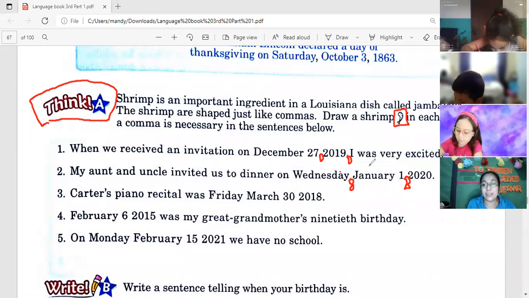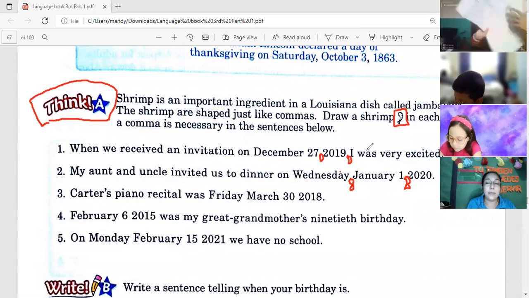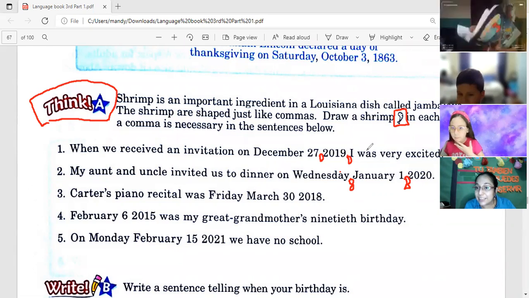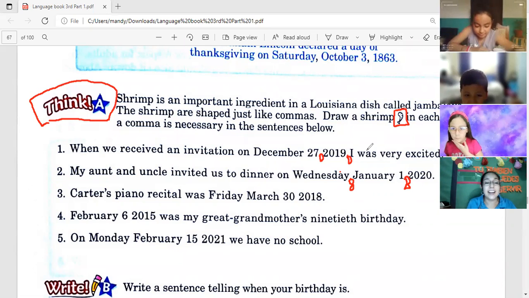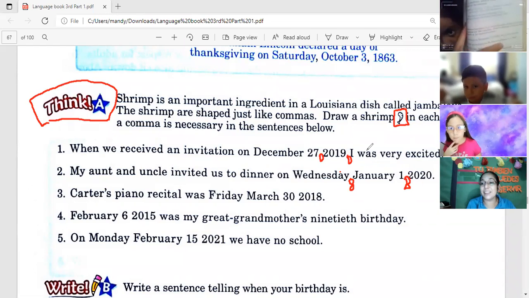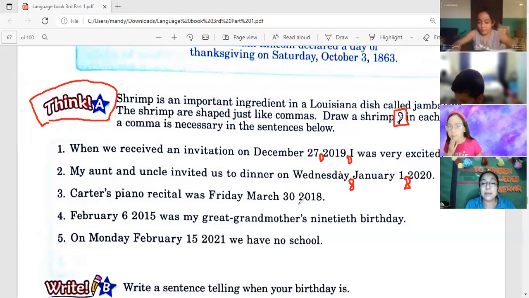Okay, so let's see. Okay, number three. Show me. Excellent, Luisa. Carter's piano recital was Friday. That's good, beautiful. It was Friday, March 30, 2018. So Carter's piano recital was Friday.